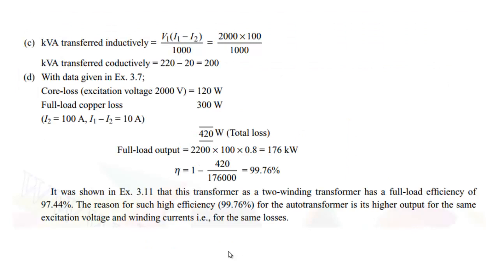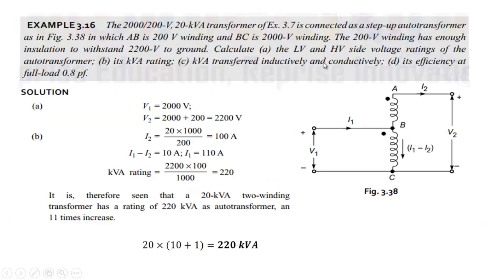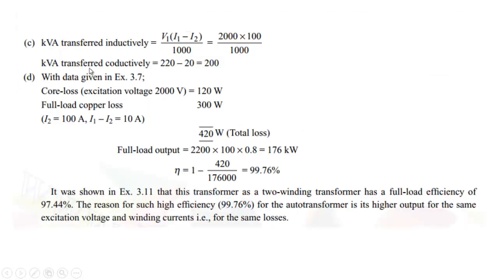Now the kVA transformed inductively will be equal to V1 into I1 minus I2 divided by 1000, that is V1 multiplied by this current. V1 is 2000 multiplied by this current, which is only 10, that is 20 kVA. This will be 20 kVA inductive, and it will be exactly the same as this one. This will never change. So the kVA transformed conductively is 220 minus 20, 200 kVA.